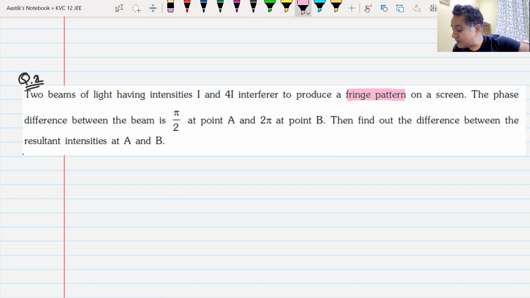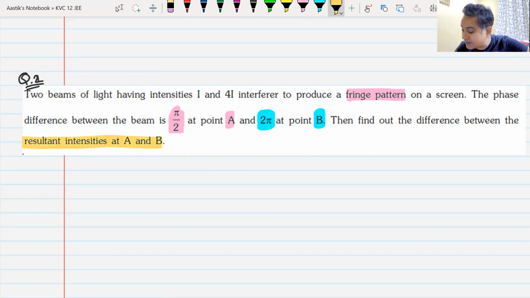The phase difference between them is pi by 2 at point A. So the phase difference is different at different points. At point A, the phase difference is pi by 2, and at point B, the phase difference is 2 pi. Find out the difference between the intensities at A and B. So you have to find out the intensity at A, the intensity at B, and then tell me the difference in intensity.